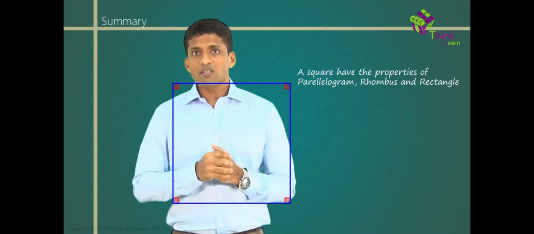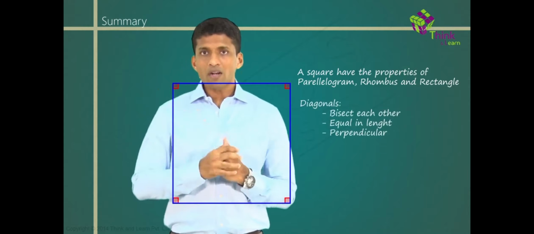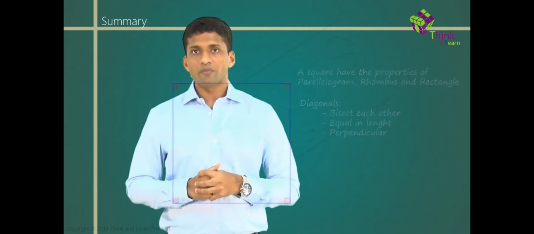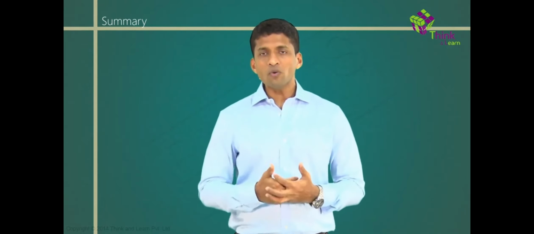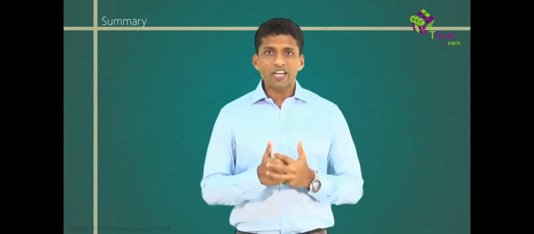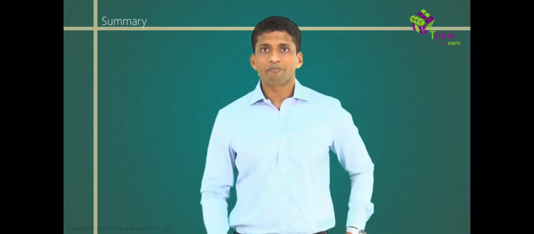So diagonals will bisect each other. They'll be equal and they'll be perpendicular to each other. So it's very simple. You can get a complete overview just like that. I am very sure that you know a lot more about quadrilaterals by this time.